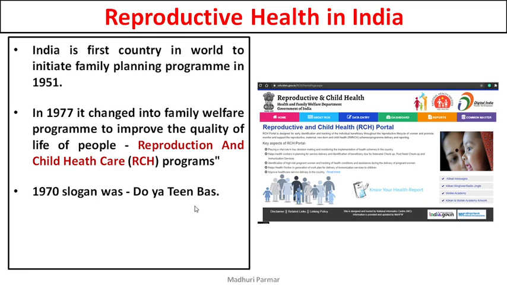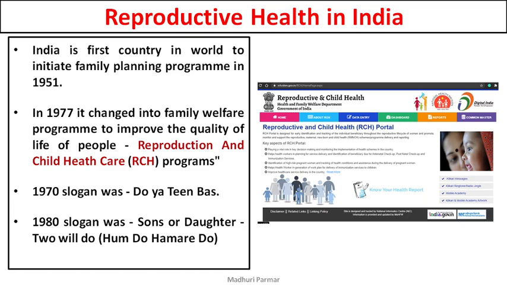In the 1970s, their slogan used to be "Do ya teen bas." They introduced such catchy slogans to make sure that people started realizing that they do not require so many children. Less is more. Have fewer children, but give them quality education and a quality life. To bring up the lifestyle of people, the government of India had started this. So they used to give such catchy slogans so that people understand that do ya teen bache is enough.